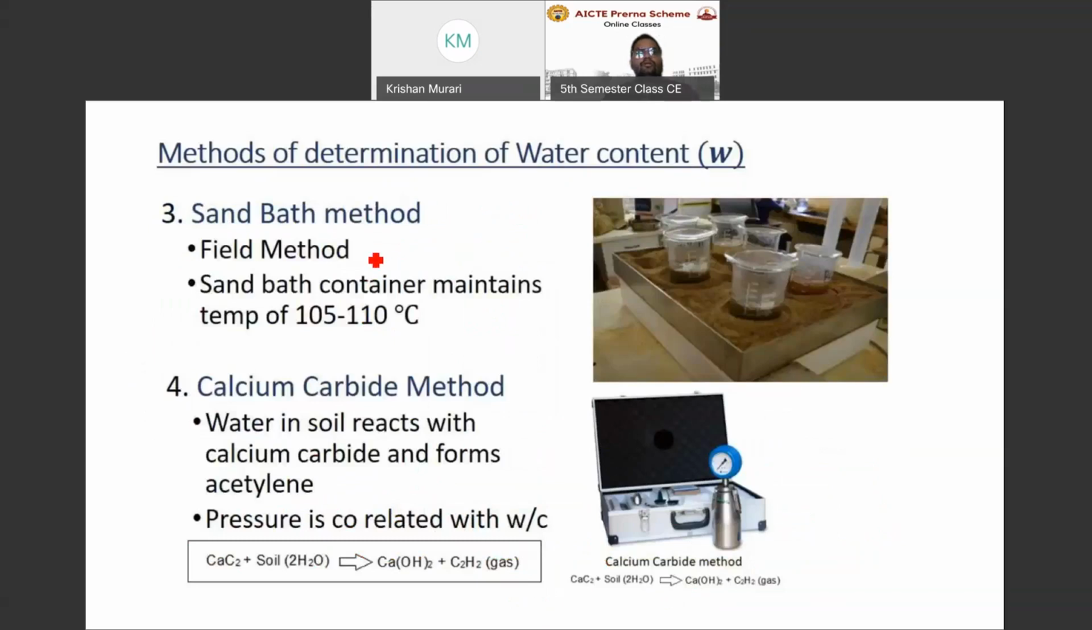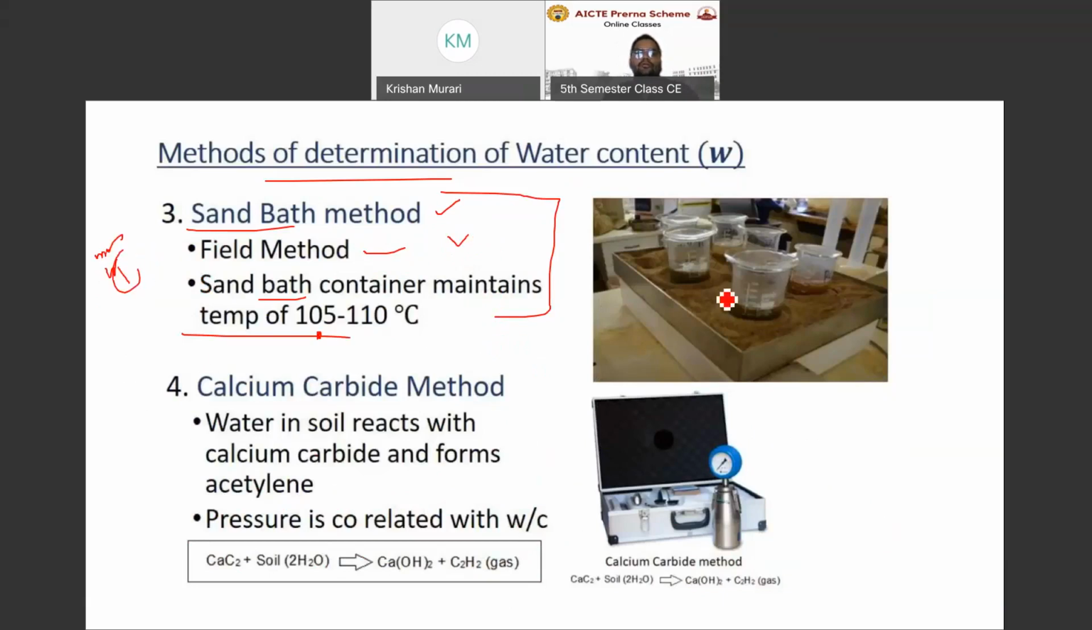Next is the sand bath method. The third method of determining the water content is the sand bath method. This is a field method, and the sand bath maintains a temperature of 105 to 110 degrees Celsius. Here we put the soil in a container and heat it, and some white papers are inserted in the soil. When the white paper turns brownish, that means the soil is fully dried. In that case, for the first case, moist soil, you have to weigh it as W1.